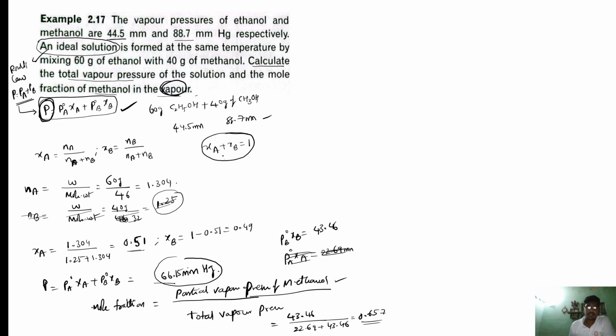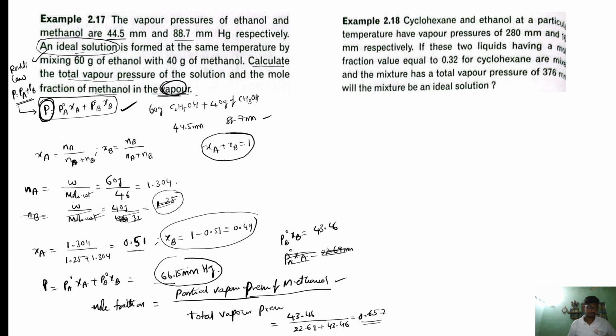See, the terms are very, very important. Here the main important terms are ideal solution, total vapor pressure, and mole fraction of methanol in the vapor. If they had asked only the mole fraction of methanol, then this XB would be correct. But they have asked the mole fraction of methanol in the vapor, so that's why we need to calculate in this manner. We need to take the partial vapor pressure of methanol divided by the total vapor pressure of the solution. So hope you understood this problem. Let us solve another problem.